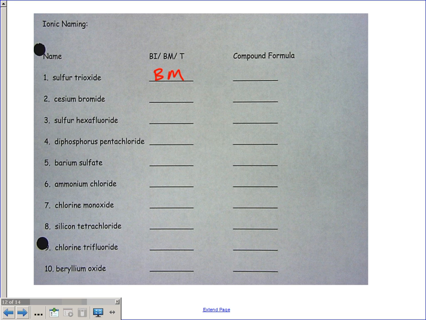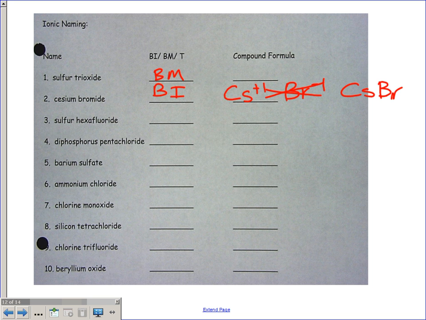Cesium bromide. Cesium is a metal. It is in group 1. Bromine is a nonmetal. It is in group 7. So this is binary ionic, and I would crisscross those charges. Cesium's charge is +1. Bromine's charge is -1. Those literally crisscross. CsBr. Now, you've never seen a 1 in a chemical formula, and that's because we don't write them. If you have 1s or 2s, then those are going to cancel out. We drop them.